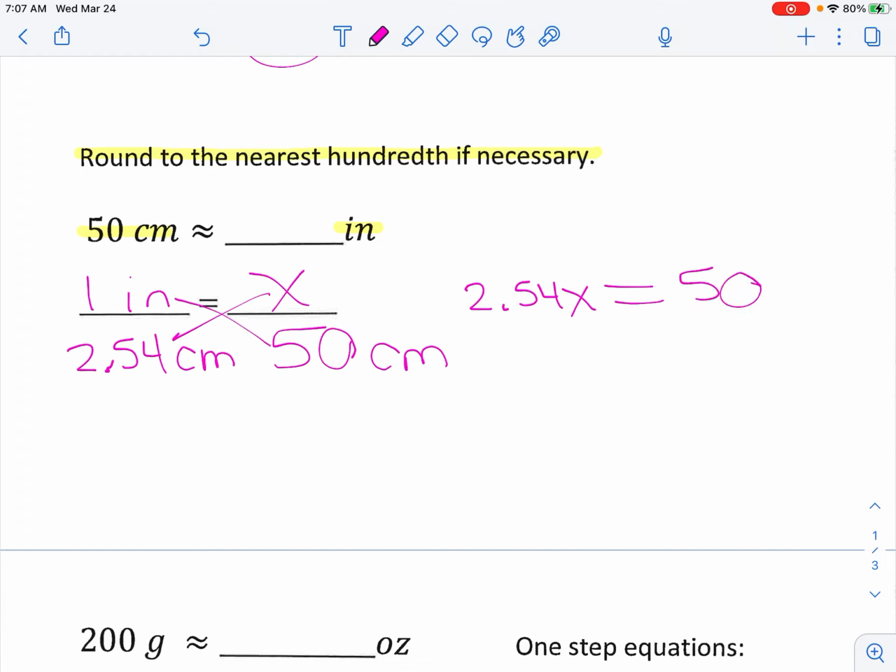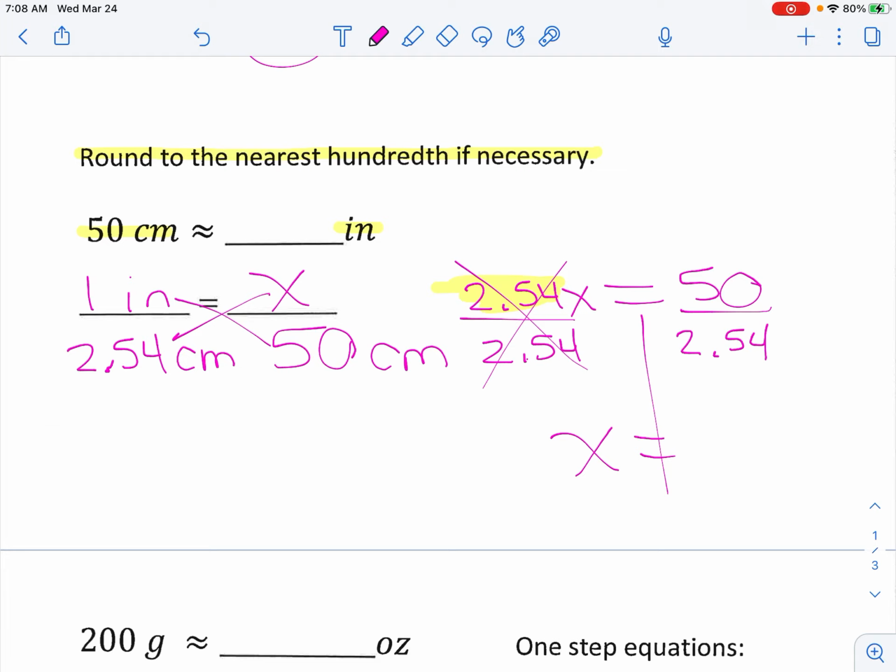1 times 50 is 50. Go to your calculator and remember, find your coefficient. That's the number we're going to divide both sides by. So we're going to divide the left by 2 5400ths, and we're going to divide the right by 2 5400ths. Everything cancels on the left. All I have is x.